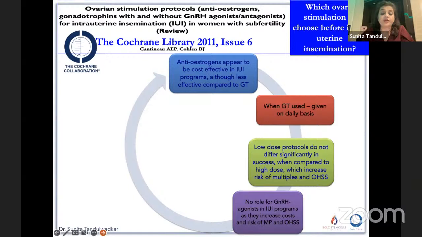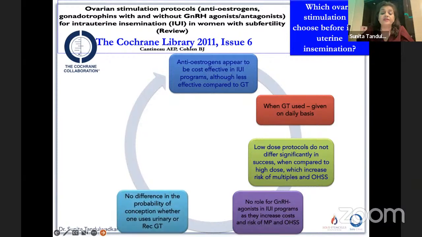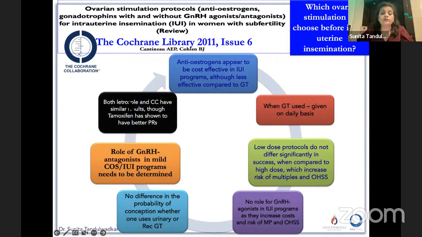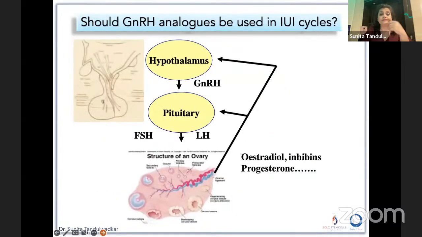Role of GnRH agonist in IUI, I'm going to cover it after this, but Cochrane doesn't give any evidence that it increases success. There is no difference in probability of conception, whether recombinant or urinary. Both letrozole and CC are similar, though tamoxifen has also shown better results.